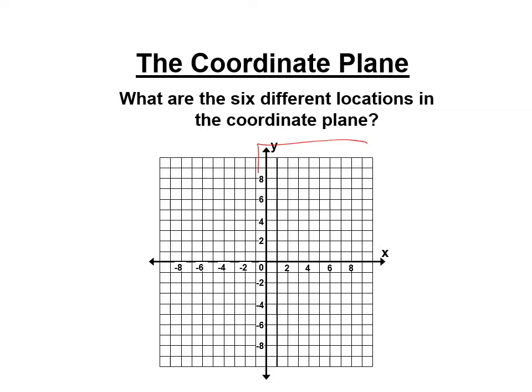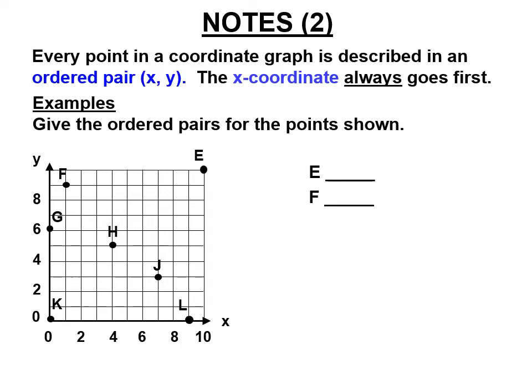Now, the graphs we have been doing have all been over here where everything is nice and positive. But when you go past 0 this way, you've got negatives. You get -1, -2, -3, -4, -5. And if you go down below here, you also get negatives. All right, so every point in the coordinate graph is described by an ordered pair. That's what an ordered pair is: an X and a Y with a comma and parentheses. The first number is called the X coordinate because it comes from X.